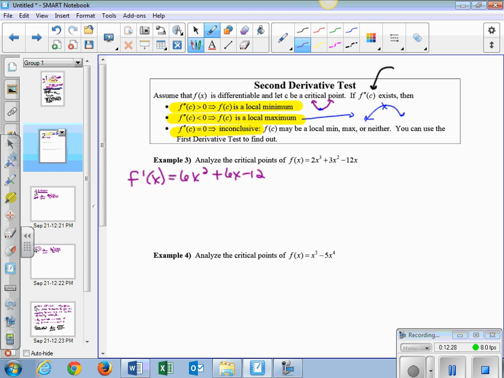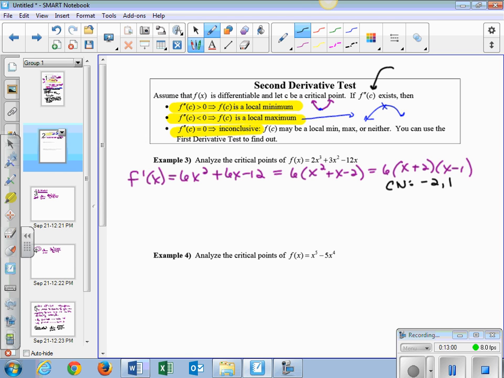Now I need to see what makes that first derivative equal to 0. So I'm going to factor that. Factor out a 6, I get 6 times the quantity x squared plus x minus 2. And I'm going to factor that quadratic one more time, so I get x plus 2, x minus 1. There it is, all factored. So what are my critical numbers there? What makes that 0? My critical numbers are -2 and 1.